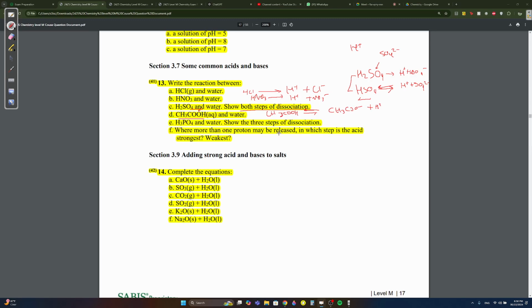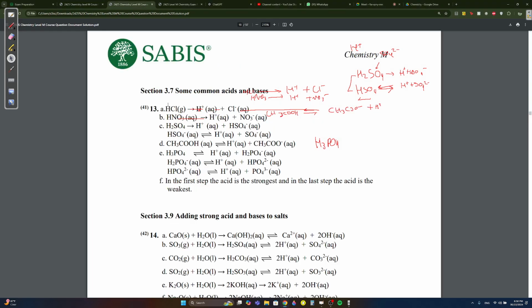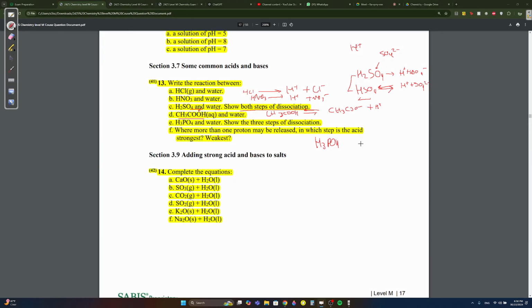H3PO4 and water: show 3 steps of dissociation. H3PO4 dissociates. Is it weak? I need to check this. Yes, it's weak, so they will all be double arrowed. H3PO4, take one H plus out, what are you left with? H2PO4 minus, aqueous. Then H2PO4 minus, take one H plus out, you're left with HPO4 2 minus.